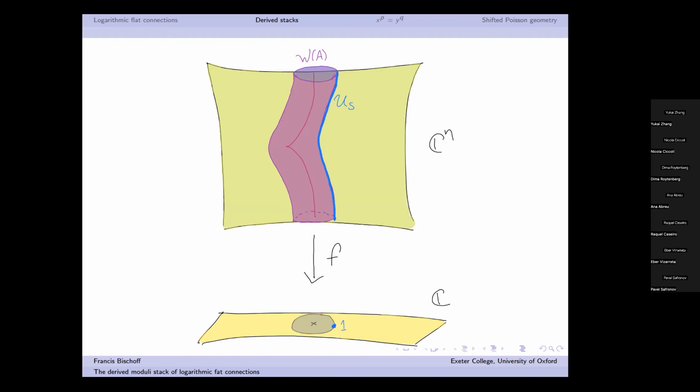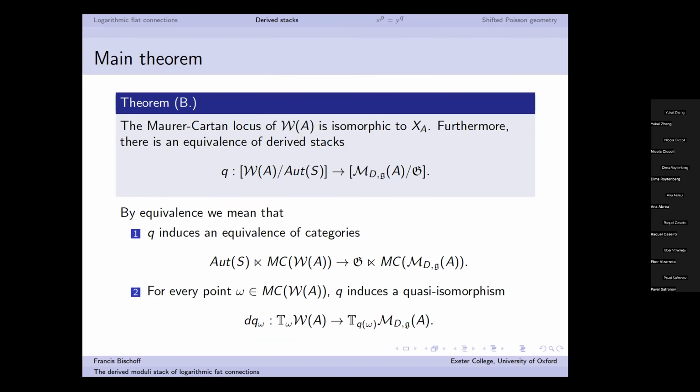Okay, so now I can state the main theorem. Basically it says that this WA is giving us a finite dimensional model for this moduli space. So first of all, if we look at the Maurer-Cartan locus of WA, this recovers that algebraic variety XA. And there's an equivalence of derived stacks from this one WA into the moduli space. By equivalence, I just mean that this map Q induces an equivalence of the Maurer-Cartan categories, and for every point in the Maurer-Cartan locus, we get a quasi-isomorphism. Okay, so that's the main result that I wanted to explain.